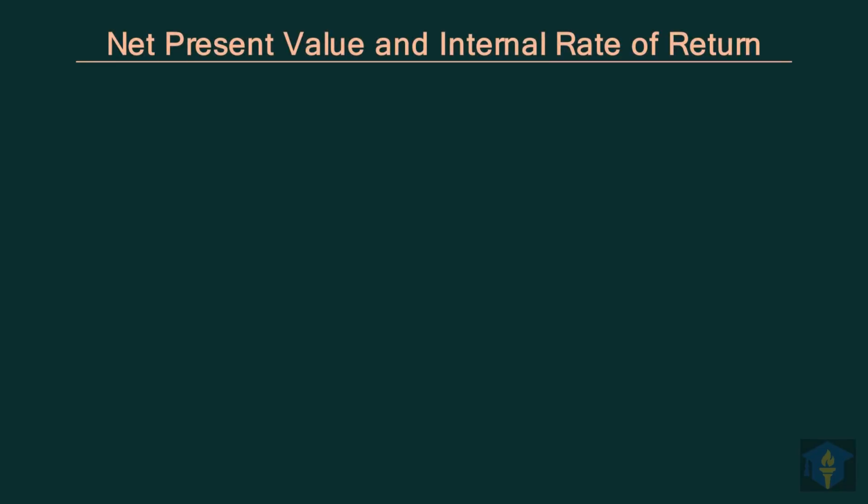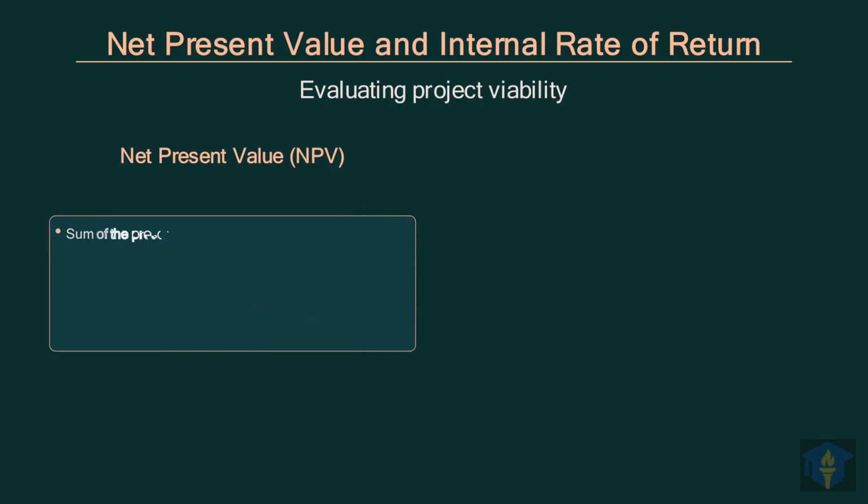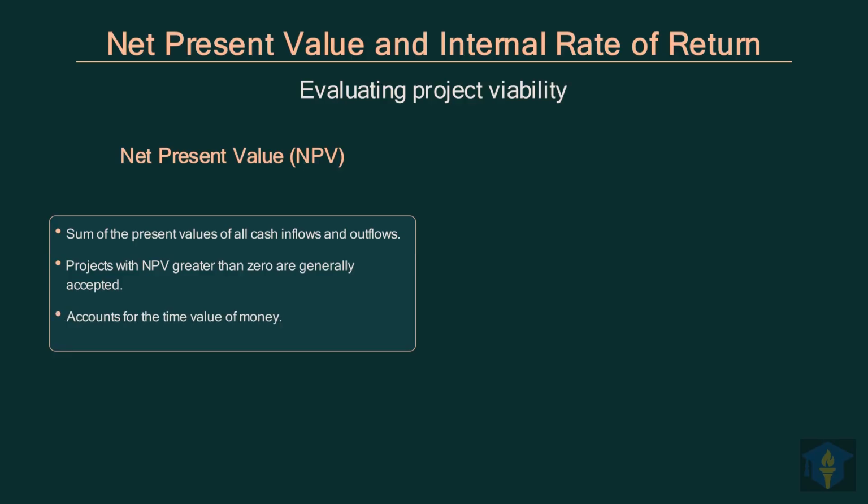Now, let's explore 2 key metrics: net present value and internal rate of return. These powerful tools are essential for evaluating the financial viability of any project or investment. First, let's discuss net present value, commonly known as NPV. NPV is the sum of the present values of all cash inflows and outflows of a project. Generally, projects with an NPV greater than 0 are considered acceptable investments. A key advantage of NPV is that it fully accounts for the time value of money.